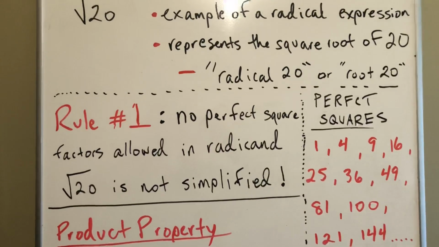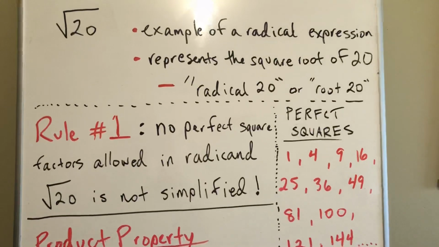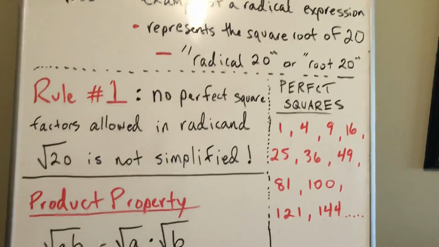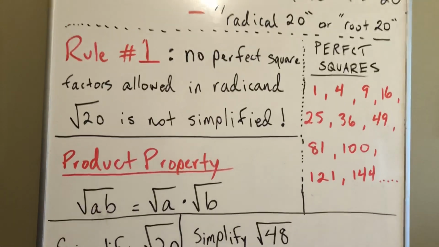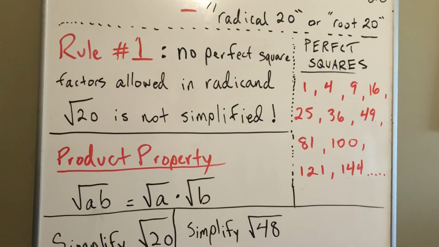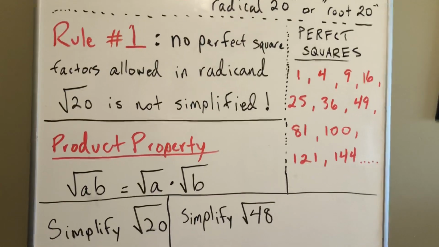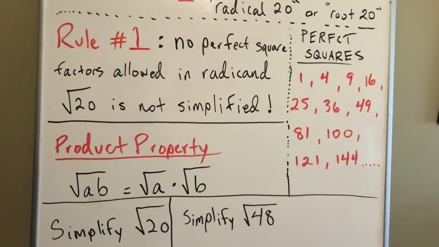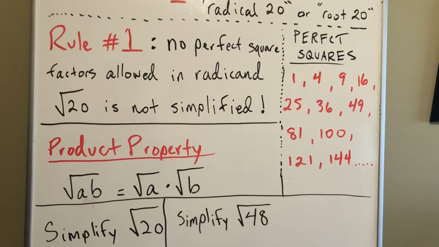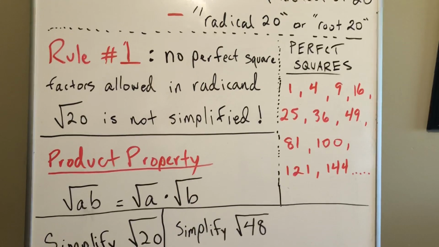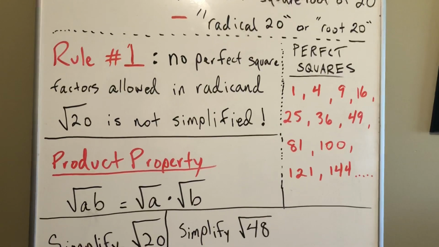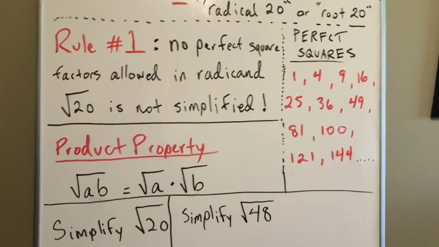So we're going to show you how to simplify radical 20, and we'll do one more additional example. To do that, we're going to use the product property. The product property tells me that the square root of a times b can be simplified into the square root of a times the square root of b. So we're able to break a number up into two factors and then potentially simplify that into a new expression.